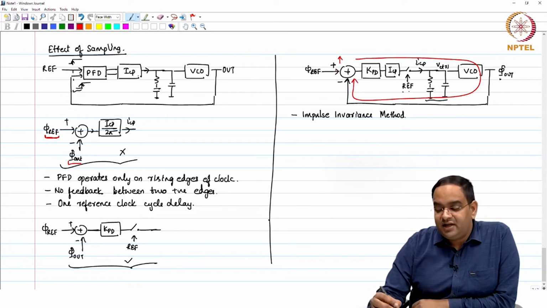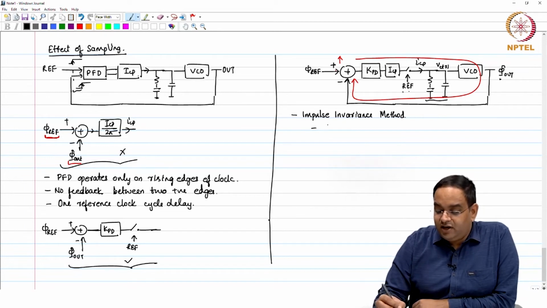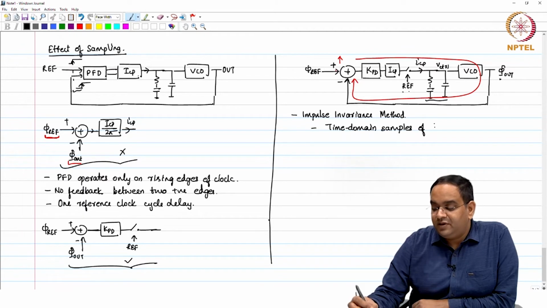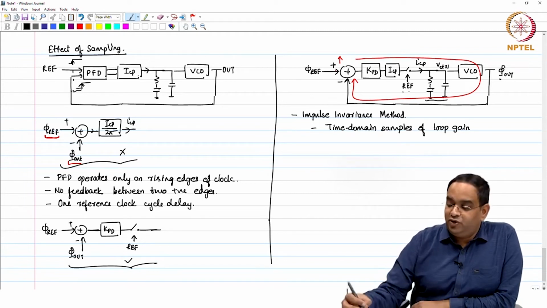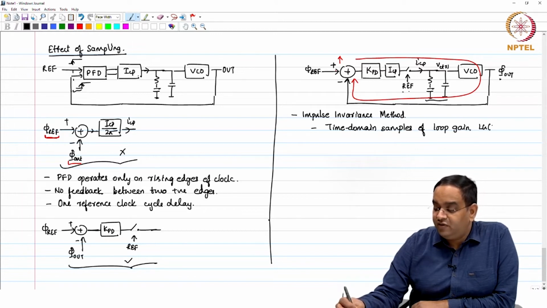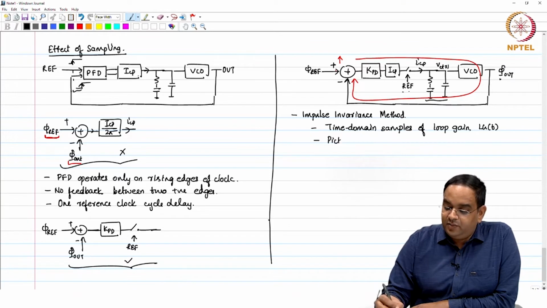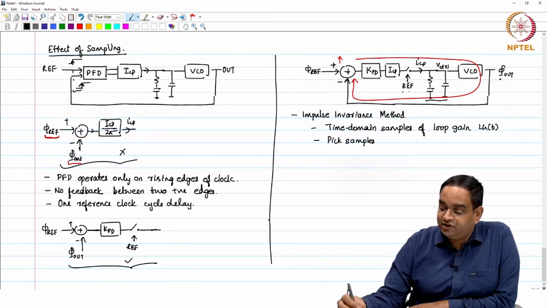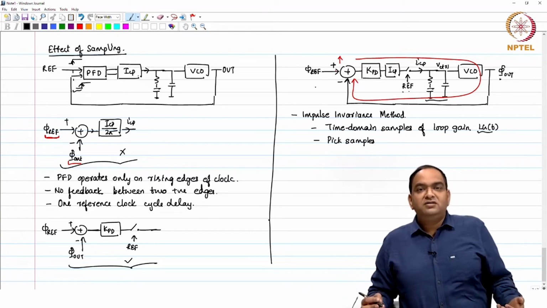When you apply any change at the input and see what comes back in the time domain, effectively you are looking at time domain samples of the loop gain, and you calculate that using the exact operation. You calculate time domain samples of loop gain, which I will call loop gain of t, and you pick samples at regular intervals from this, because when you apply an impulse you will have a real signal as a function of time.